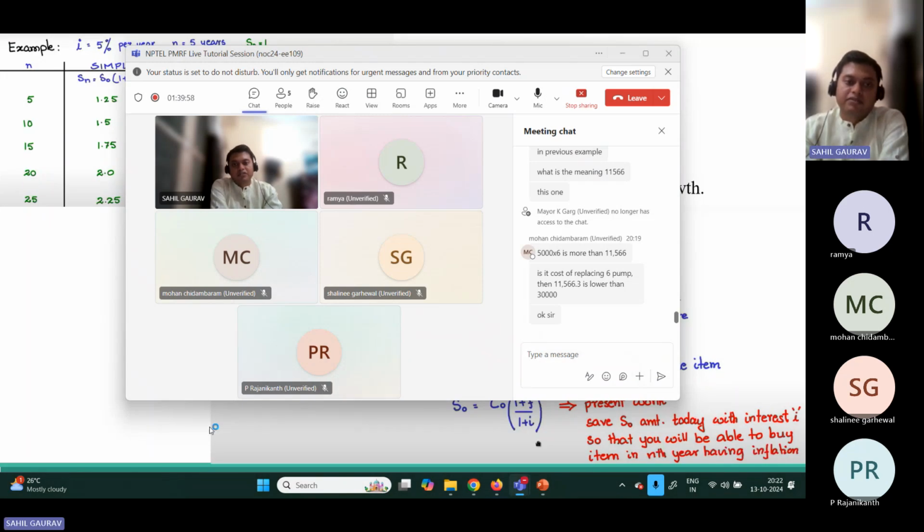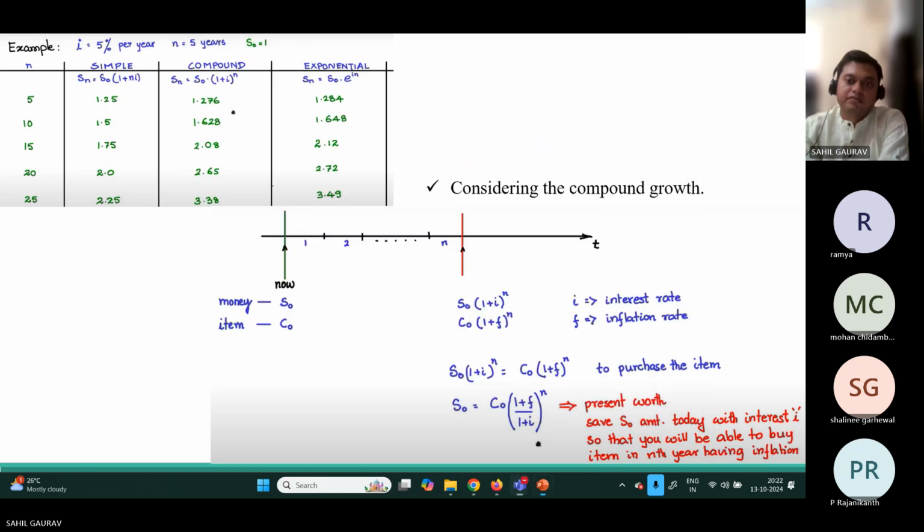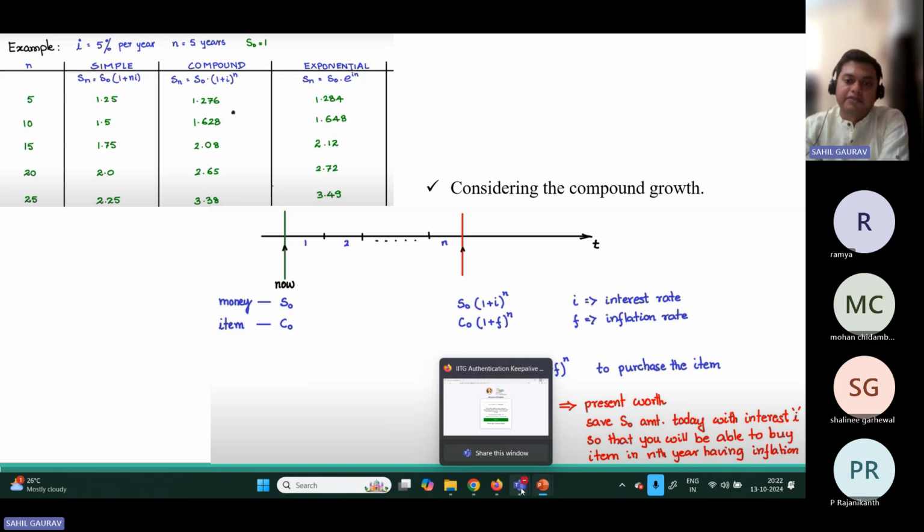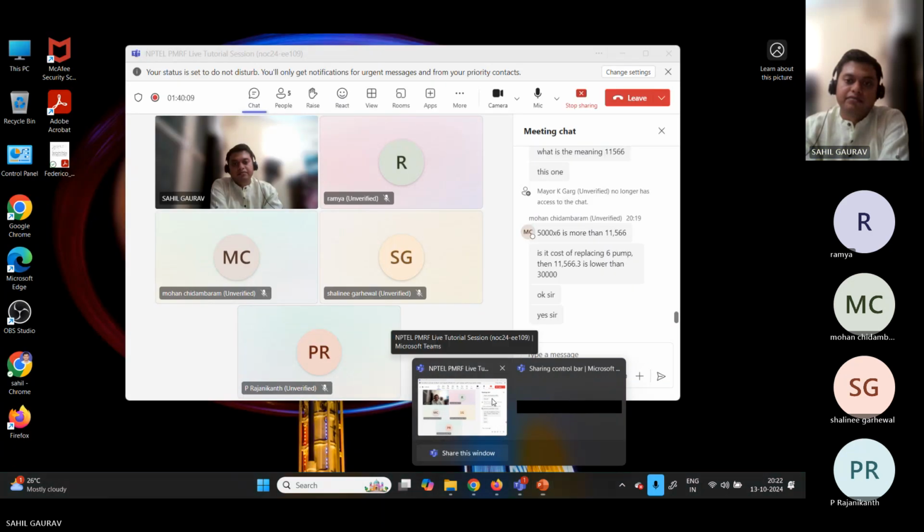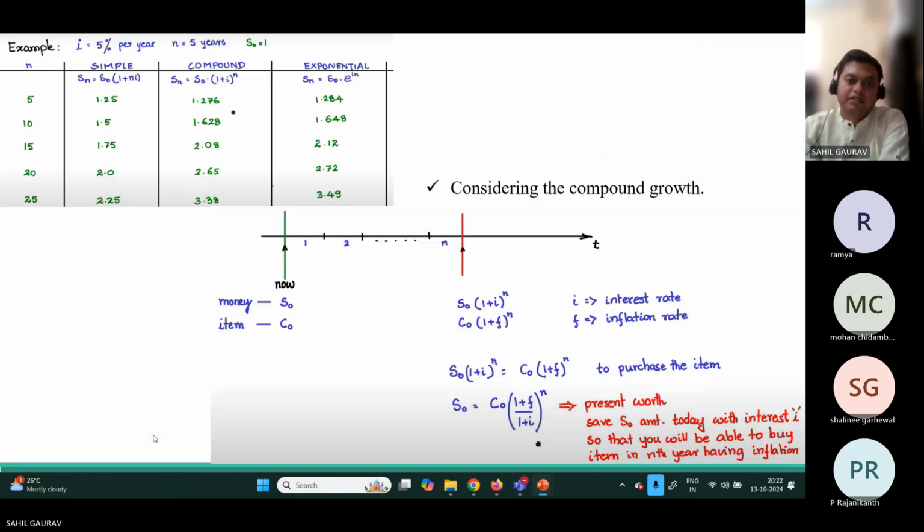Did you get it, Mohan? I think from this example, from this diagram, you can clearly understand. Okay.